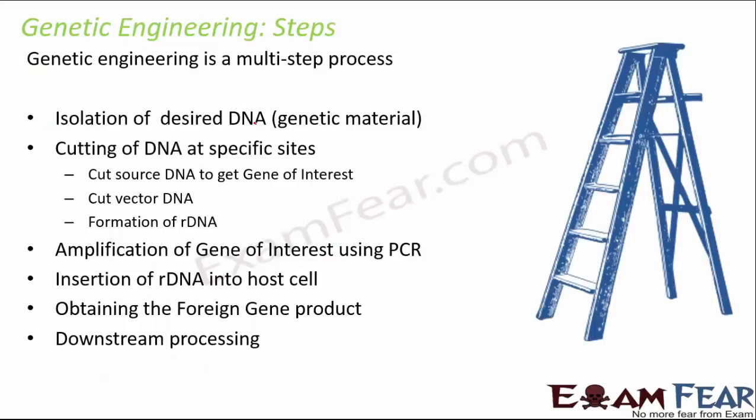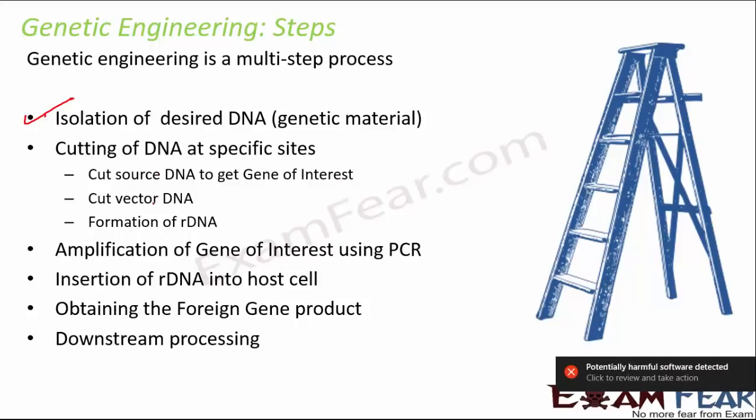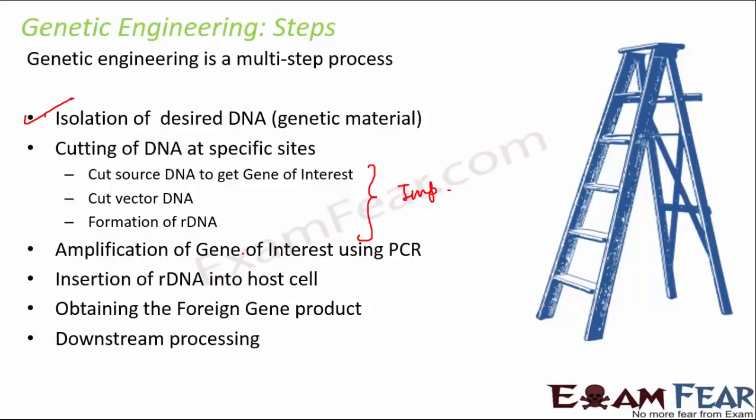Then comes one more final slide of the genetic engineering steps. As we discussed, isolation of desired DNA, and here restriction endonuclease plays a role. Cutting of DNA at specific sites: cut source DNA to get gene of interest, cut vector DNA, formation of recombinant DNA. This portion is again very important. Amplification of gene of interest using PCR, that is polymerase chain reaction. Insertion of recombinant DNA into host cell, for which the host must be a competent one. Obtaining the foreign gene product, downstream processing. So following all these steps, genetic engineering is done.